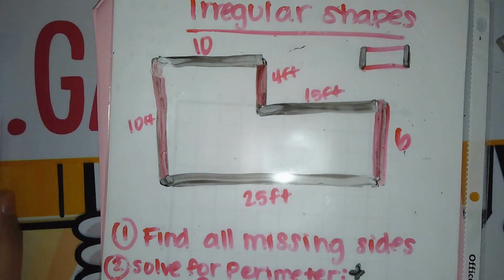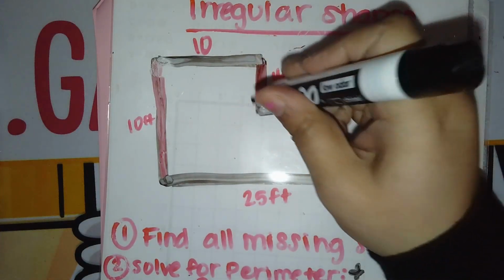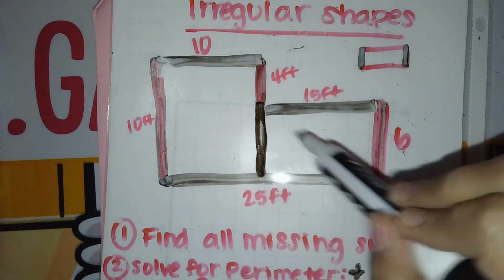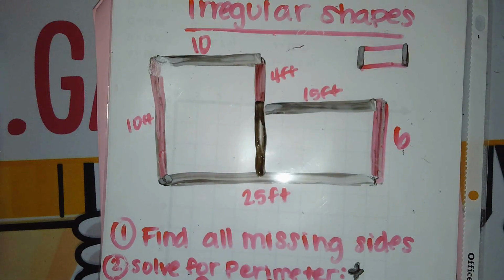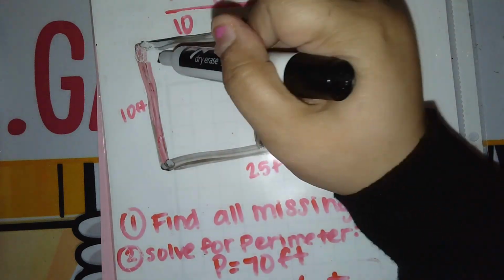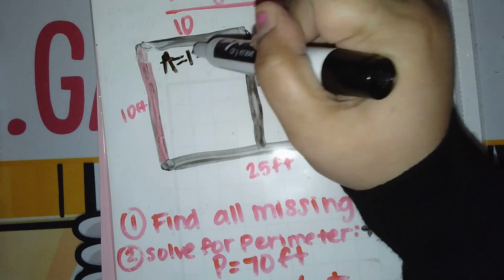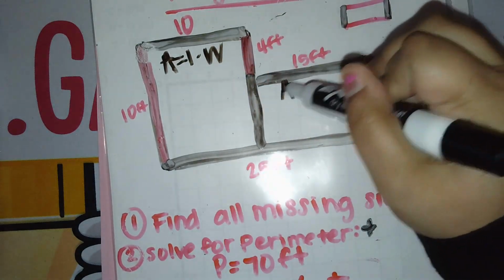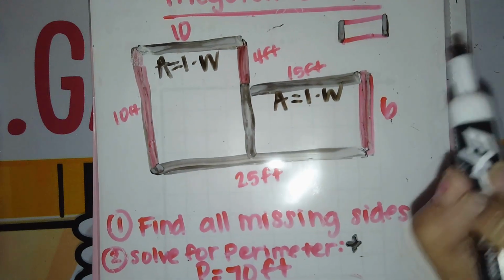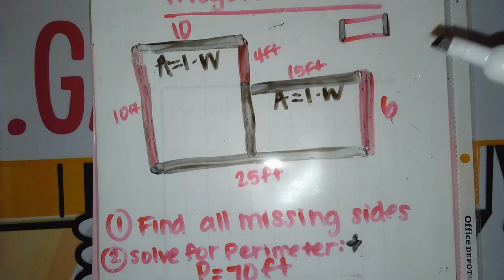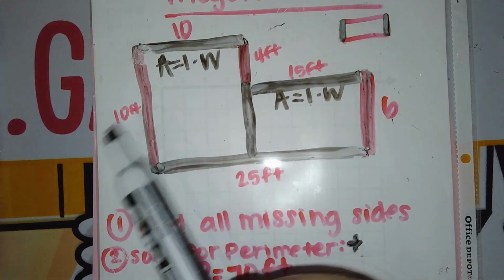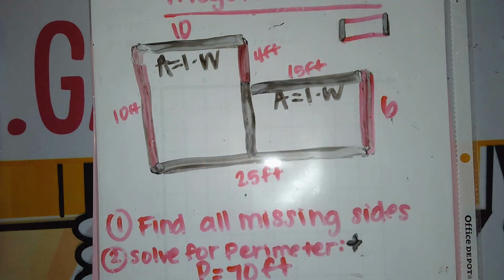So what I'm gonna do is I'm going to split my irregular polygon up. So I have 2 rectangles, okay? So now I can manage it. So to find the area, we have to do length times width, and same for this one. Area equals length times width. All right, and I have to multiply the length times the width.